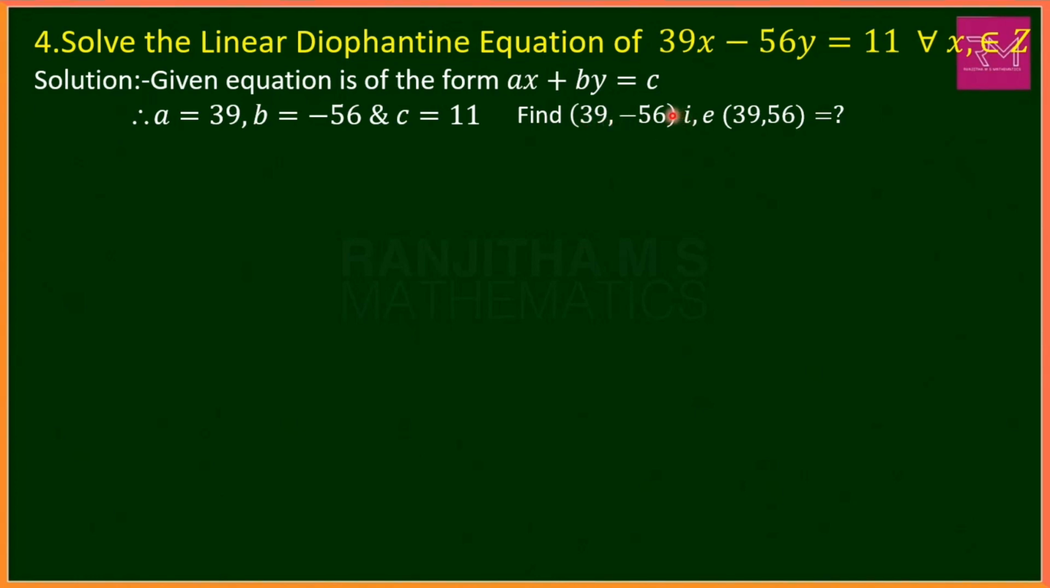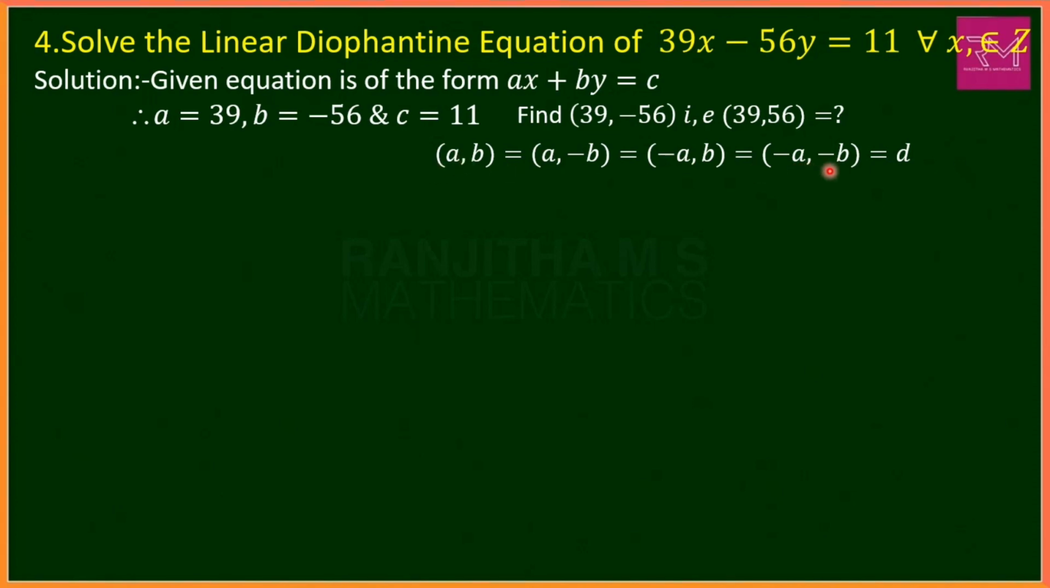Here we can't find the GCD of 39 and minus 56 directly, so we have to find the GCD for 39 and plus 56. This is because the GCD of a comma b, which is equal to d, is the same as that of GCD of a comma minus b, or minus a comma b, or minus a comma minus b. If we take this as minus a comma minus b, which is equal to some value, we can take this value as the same as that of a comma b.